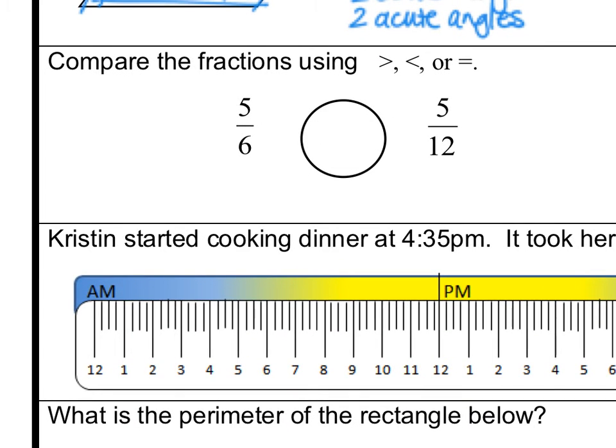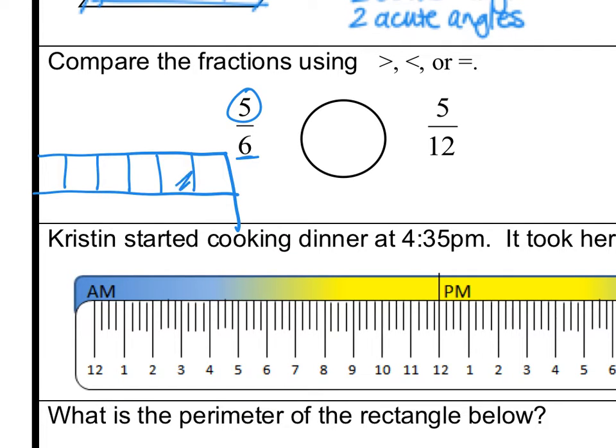Compare the fractions using greater than, less than, or equal to. So we're going to do 2 stacked rectangles on the top. We're going to divide it into 6 pieces. 6 is even, so we go right down the middle, and we need 3 on each side. Going to try to make them as even as I can, and we get to color in 5 of those.